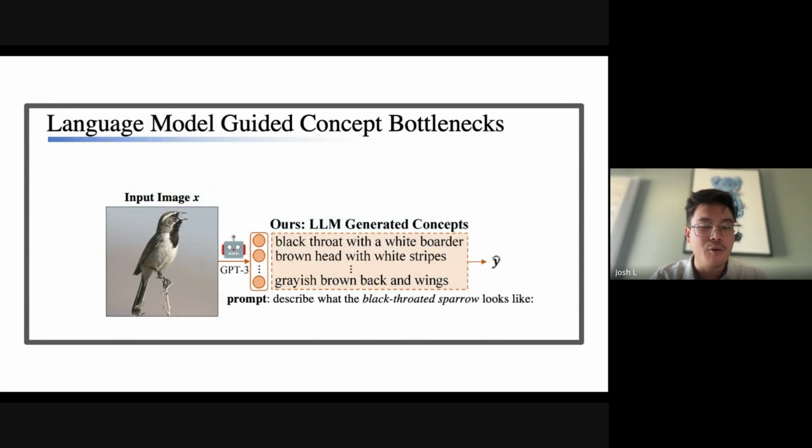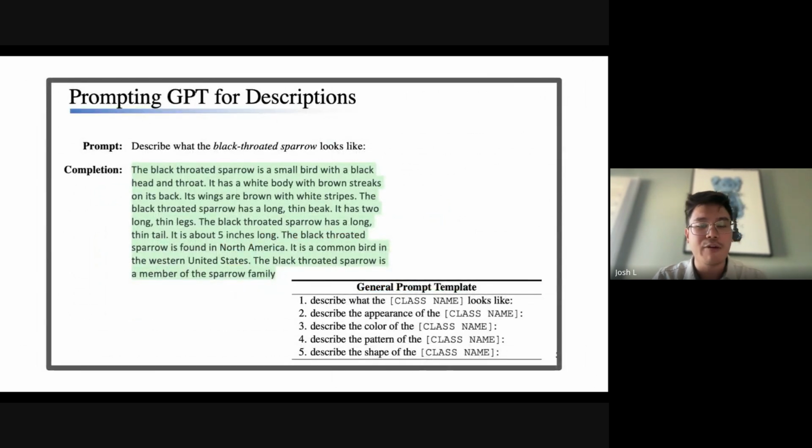So in this previous work, Language in a Bottle, how did they generate these concepts? How they generated these concepts is by first prompting a large language model, GPT-3, to describe things like, okay, describe what the black-throated sparrow looks like. And it generates this long completion that contains a lot of descriptors for what the black-throated sparrow looks like. And then what you can do with these descriptors is transform them into concepts.